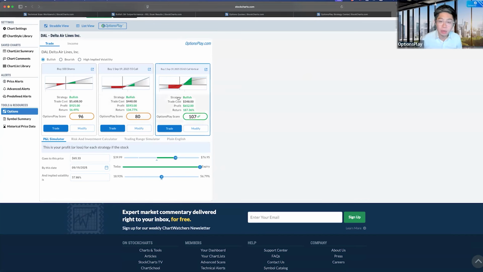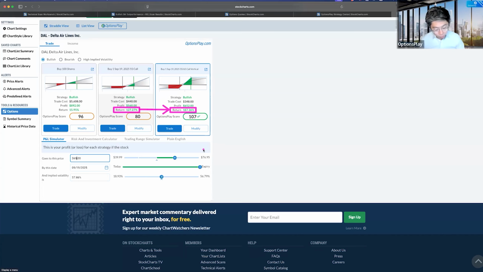Well, how are these strategies going to perform, right? So what happens if Delta reaches $65? If it does, I'm looking at a $560 profit or 127% return on the call option. That sounds pretty good. If I bought the debit spread, I'm looking at a $652 profit or 187% return. As you can see, these two numbers are pretty different, and it's pretty clear which one is potentially better.